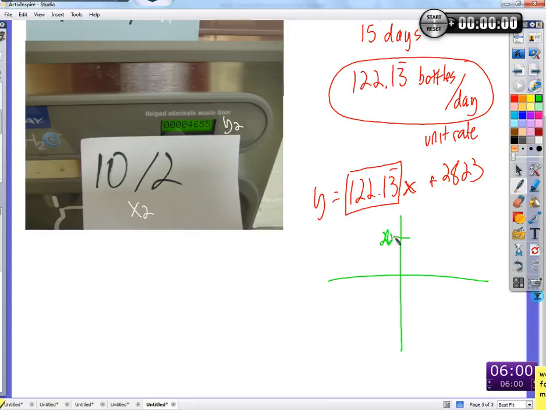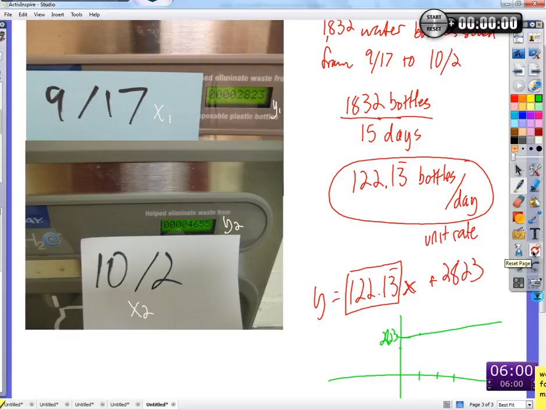That's our y-intercept. If we were to graph it, it would be here's 2,823. And then for every day that goes by, we would go up 122.13 bottles. Let's see, so that's 1,000, like this. Okay, so our line's gonna look something like that. So if you have two points that are on this line, then we can find the slope. And if one of those happens to be your initial point, then you have the y-intercept, and then you can just plug that information into your equation.